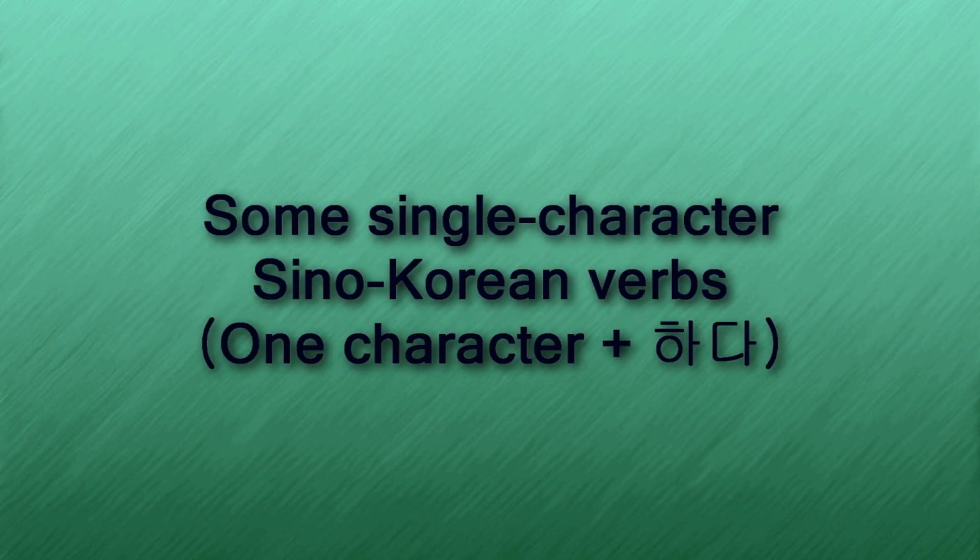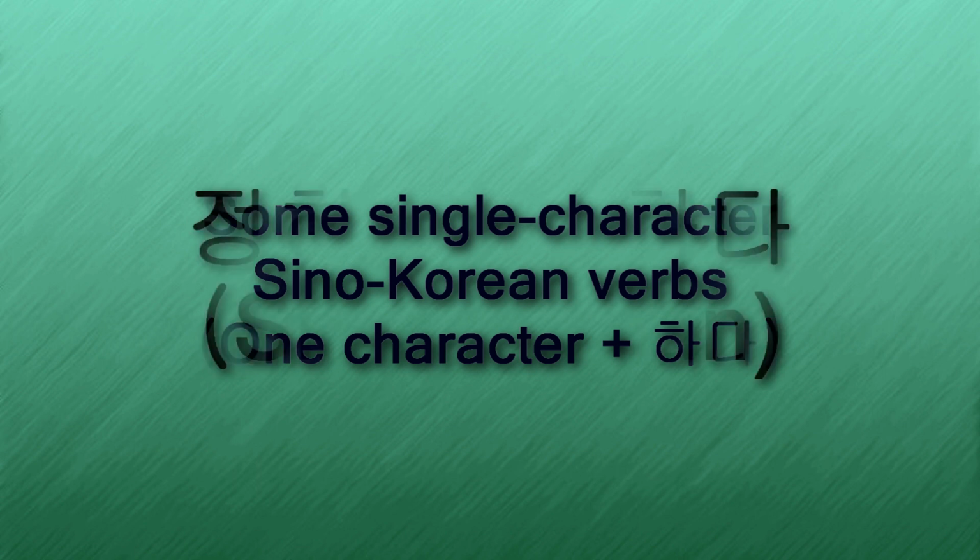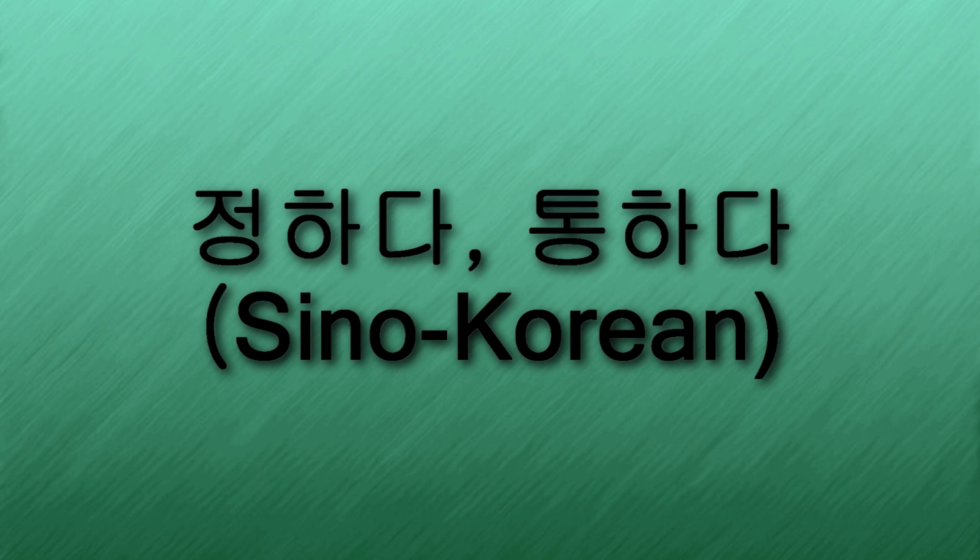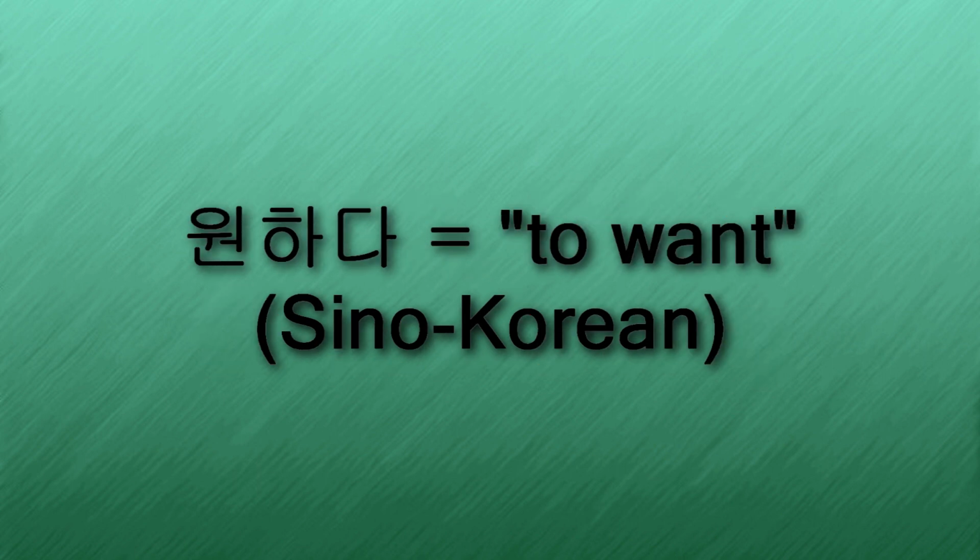There's also an exception to these rules. Some Sino-Korean verbs with only one character followed by 하다 can also use 안 or 지않다. For example, 정하다 or 통하다 are Sino-Korean, but you can make them negative by adding 안 before or 지않다 afterward. However, 원하다, to want, does not work. Tricky? Yeah, I know. It'll take some time before you get used to knowing which verbs are okay to use 안 with, but hopefully this bit of background will help make that simpler.